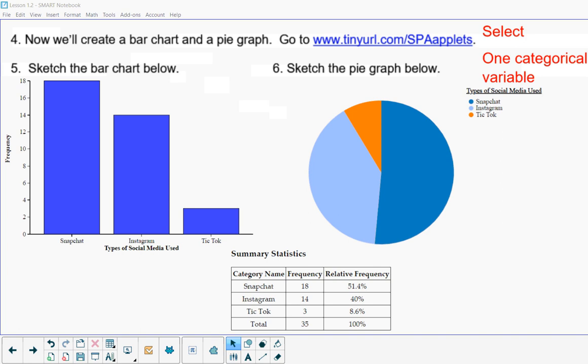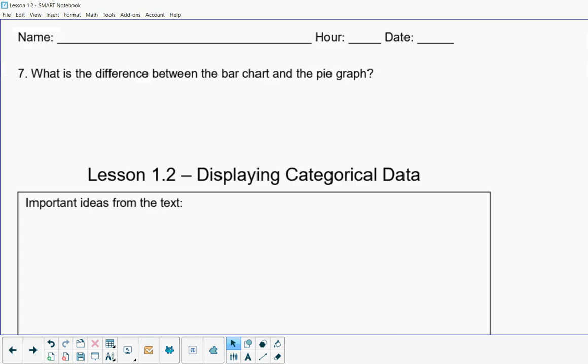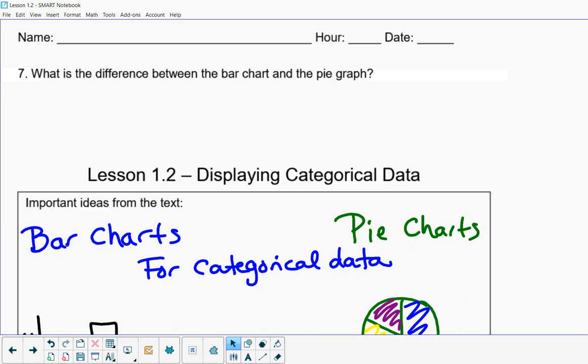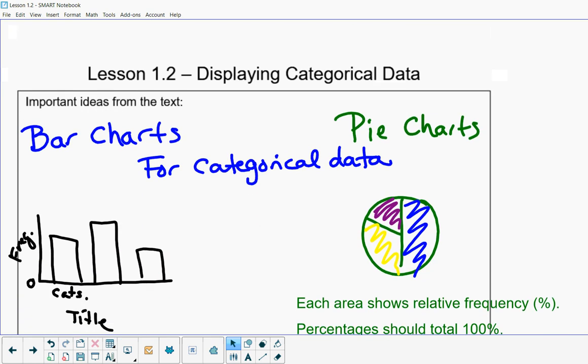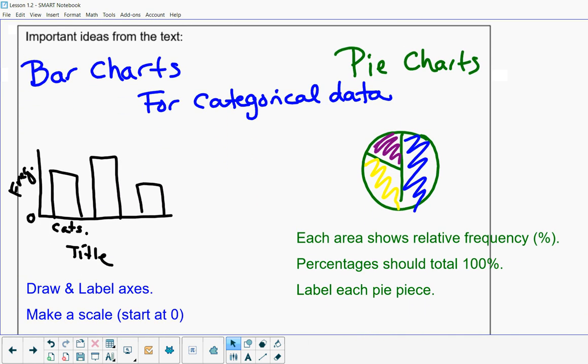So let's pull all the important ideas together. Again, with today's data, we're looking at displaying the different categories that we had. And remember, we said variables can be categorical or they also could be quantitative. So we were talking about categories today. And the two ways that we can arrange them are your bar charts and your pie charts.